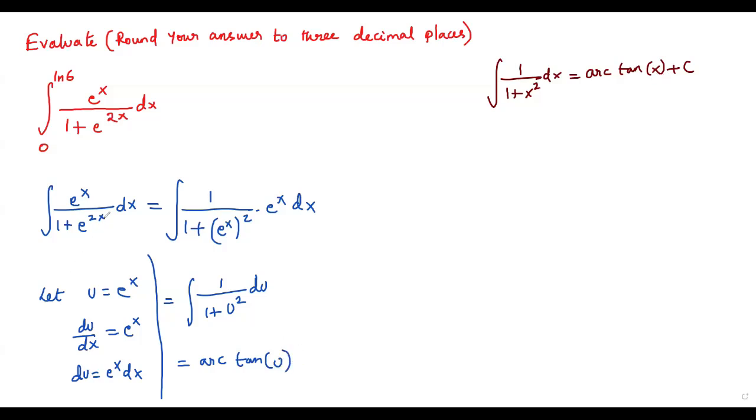Okay, now I got the evaluation of the indefinite integral over here, but I got the result in terms of the variable u. u is a variable taken by us. It has to be replaced by the original stuff. So what is the original stuff? The original stuff is e to the x power.